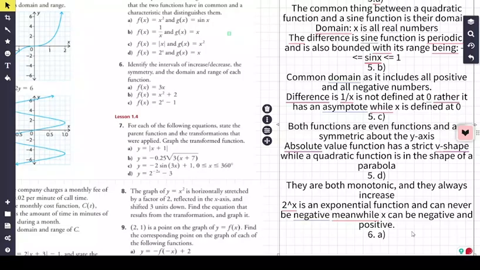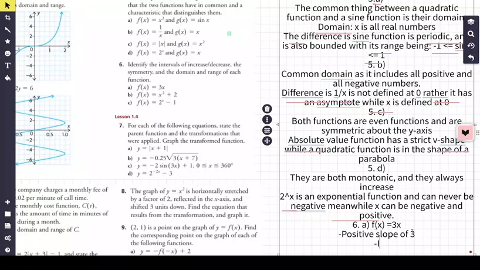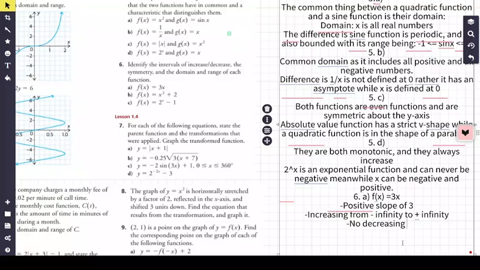What does 6a have? It's f of x equals 3x, so we'll have a positive slope of 3. And as we just discussed in the very last question, it's monotonic. So it's increasing, from negative infinity to positive infinity. It increases over its entire domain, and there is no decreasing part.